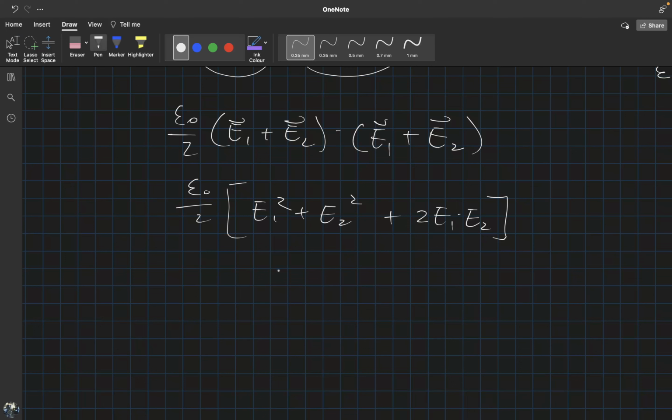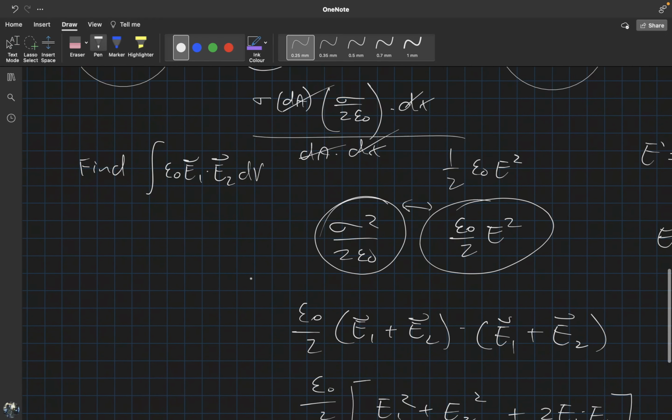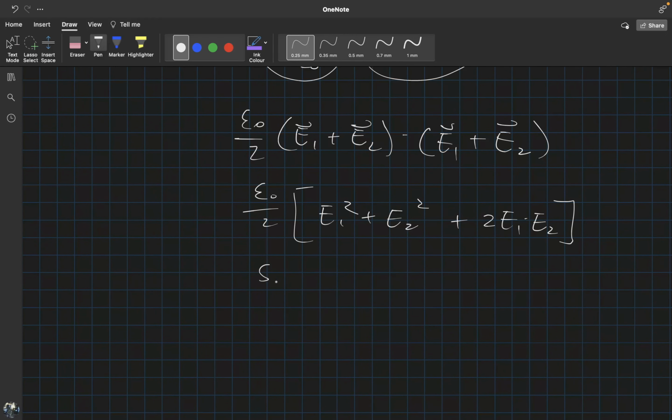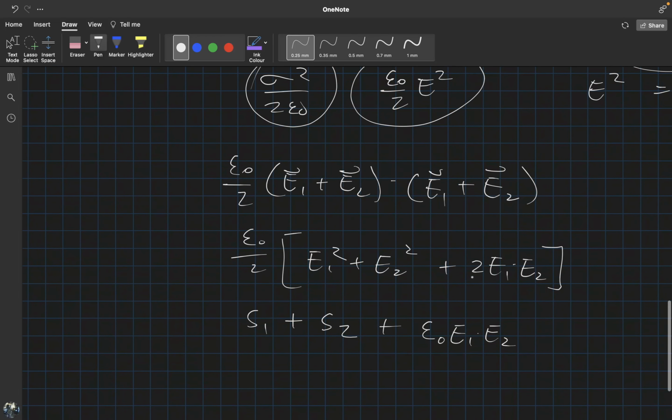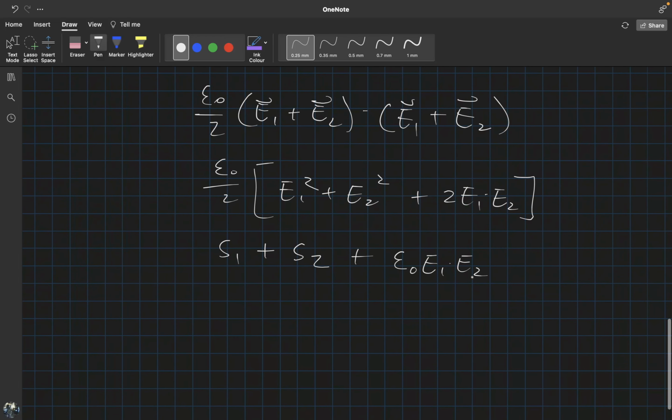The first one to begin with, half epsilon naught E1 square, is self energy, right? So self energy of sphere 1 plus self energy of sphere 2. And the third one is energy of interaction, because self energy added to interacting energy gives total energy. We will have to multiply it with dV, of course. Energy per unit volume multiplied with dV gives me energy, right?